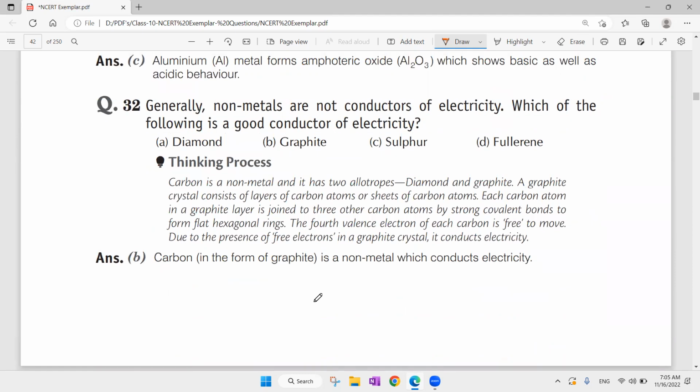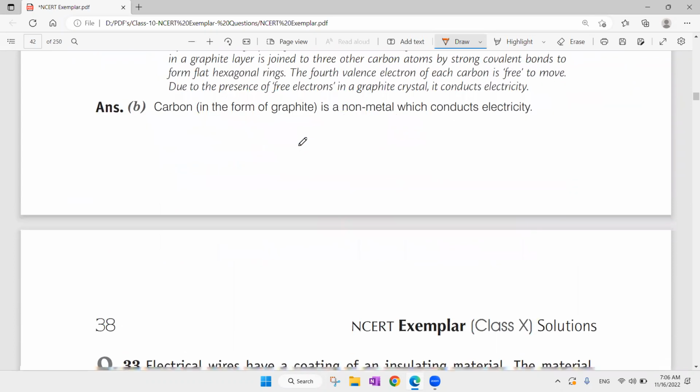Generally, non-metals are not conductors of electricity. Which of the following is a good conductor of electricity? So which non-metal is a good conductor of electricity? Only one non-metal, that is graphite. Diamond is a good conductor of heat, not electricity. Sulfur is just normal. Fullerenes are a carbon compound, and graphite is also a carbon compound, but because of its structure it conducts. In the fourth chapter, we'll learn what the structure of diamond and the structure of graphite is.